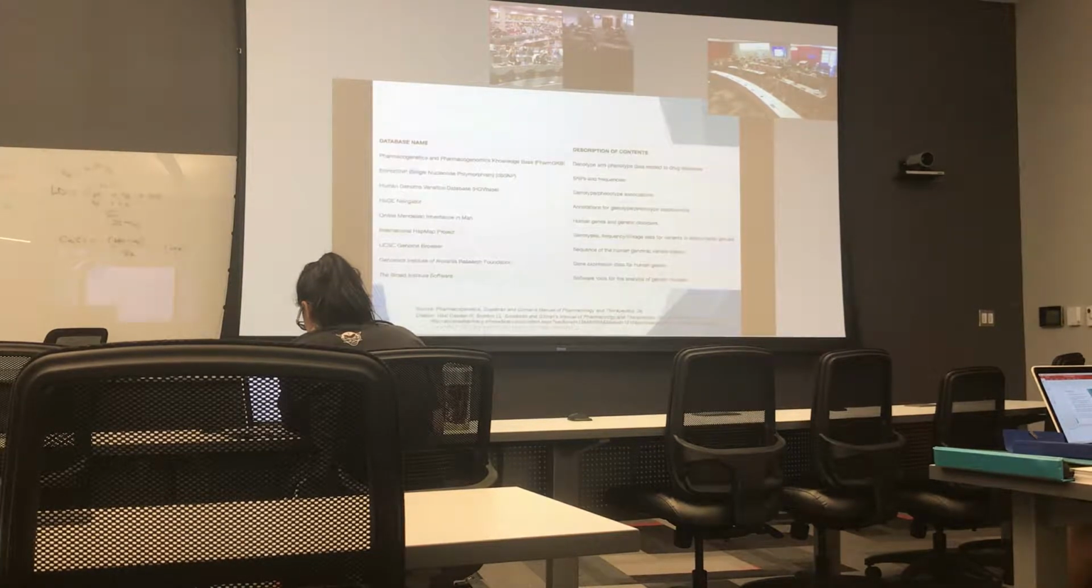And so if we look at different types of databases to utilize, the Pharm-GKB gives genotype and phenotype data related to drug response. Now there are other websites that you've probably used from the federal government that include SNPs and frequencies, genotype, phenotypes, human genes and genetic disorders, and so forth. But this is the one that's very oriented towards pharmacy and pharmacy practice.